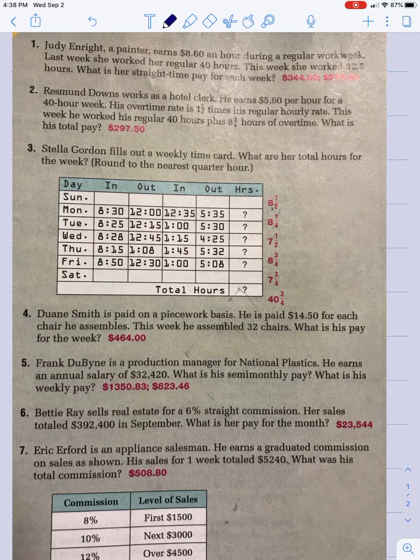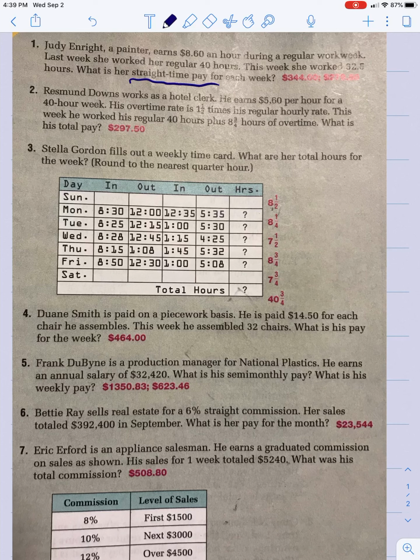for the test. I did not get any requests for problems, but I want to kind of touch on some of the problem areas that I see people have. Okay, first of all, remember straight time pay is just your hourly wage times the number of hours this person worked. Okay, so it should be a simple multiplication problem.